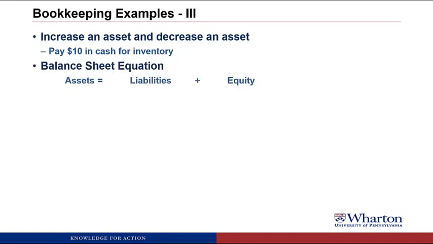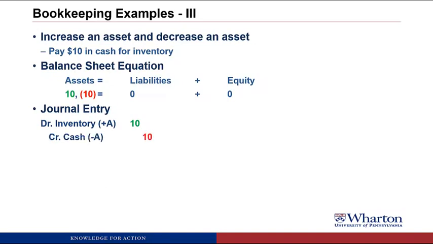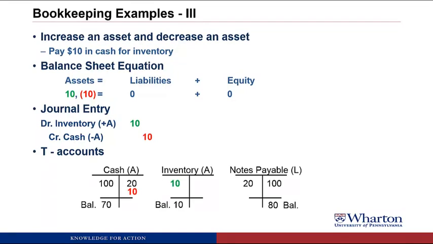Our balance sheet equation would look like this. All the action is on the left-hand side where we have one asset going down and one asset going up by the same amount, so they cancel. For the journal entry, we need inventory to go up. Inventory is an asset, so we debit inventory by 10 to make it go up by 10. We need cash to go down. Cash is an asset. You make a debit balance asset account go down with a credit, so we credit cash for 10. In terms of the T accounts, we would have another credit to cash of 10.